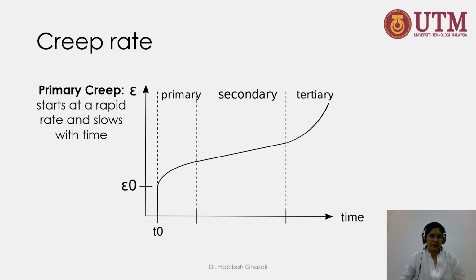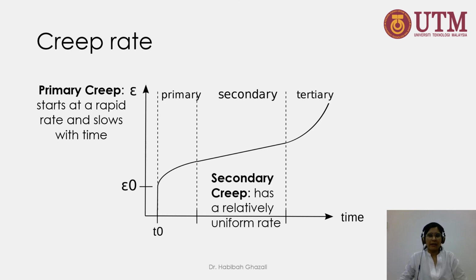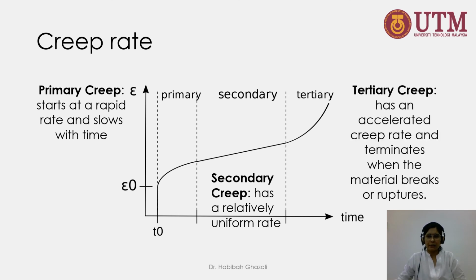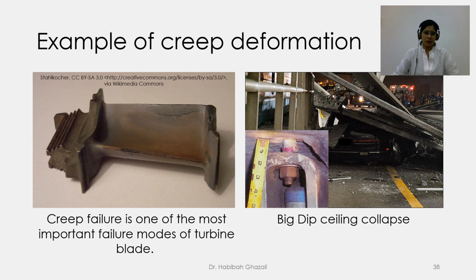Primary creep starts at a rapid rate and slows with time. As time continues, secondary creep will happen, and it has a relatively uniform rate. Tertiary creep has an accelerated creep rate and terminates when the material breaks or ruptures. Creep failure is one of the most important failure modes for turbine blades. Turbine blades are exposed to high temperature all the time, so it is one of the most common failure modes of turbine blades.